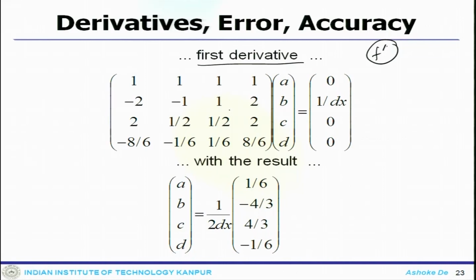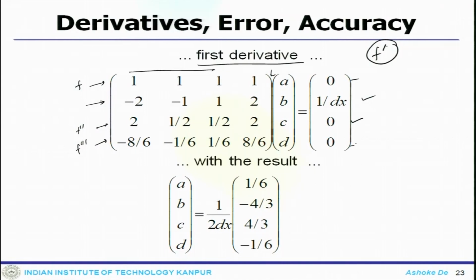So the term a plus b plus c, which is connected with f, that function, is 0. The term connected with f prime is giving 1 by dx. The term connected with f double prime is also 0. The term connected with f triple prime is also 0. So you get a matrix.